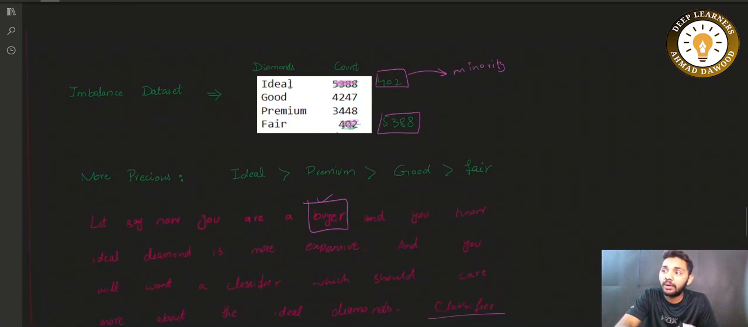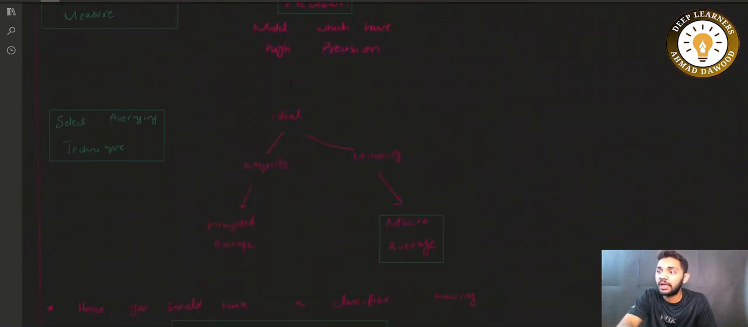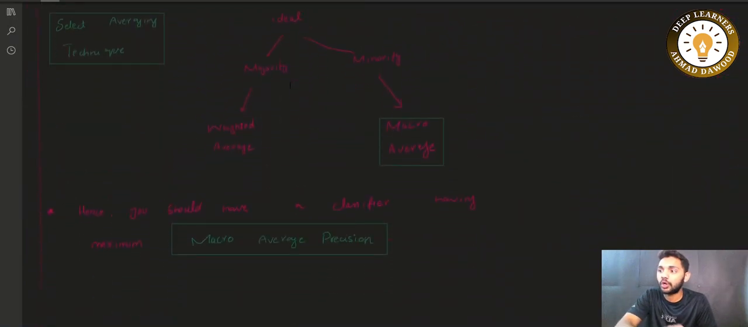Okay, weighted average gives less importance to the classes which have lower frequencies, while on the other hand macro average gives equal importance irrespective of their frequencies. So here you can use macro average, so your overall performance measure will be macro average precision. Okay, you got an idea how you can select the best performance measure.